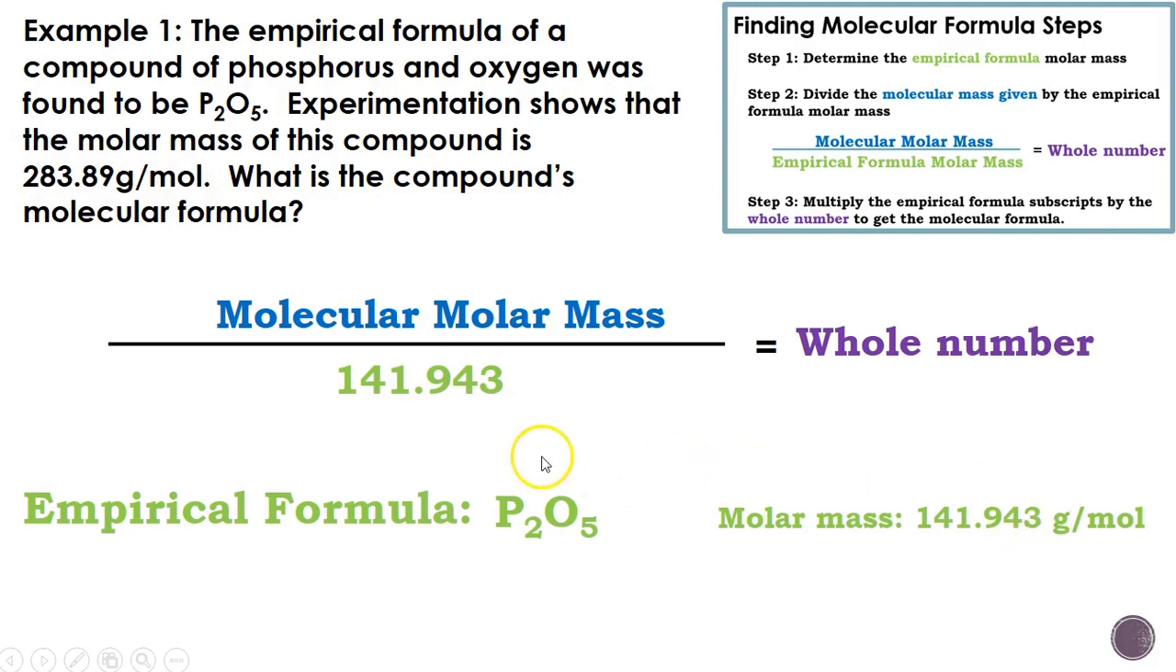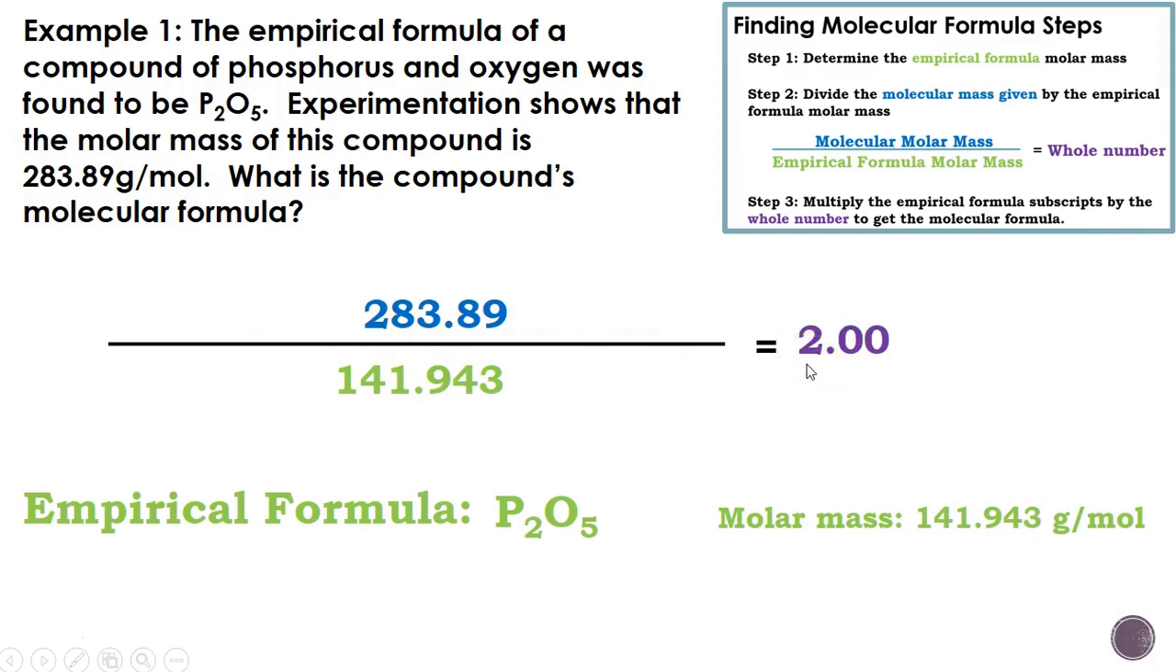So the empirical formula molar mass goes over here. The molar mass that's always going to be given to you in the problem goes at the top, and then you just divide in order to get a whole number. Here you're going to get a whole number of 2. The last step says multiply the empirical formula subscripts by the whole number to get your molecular formula. So our whole number is 2.